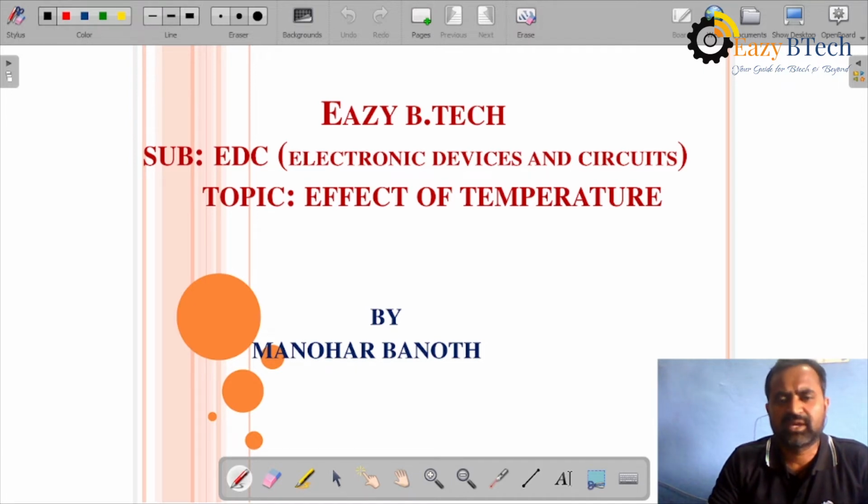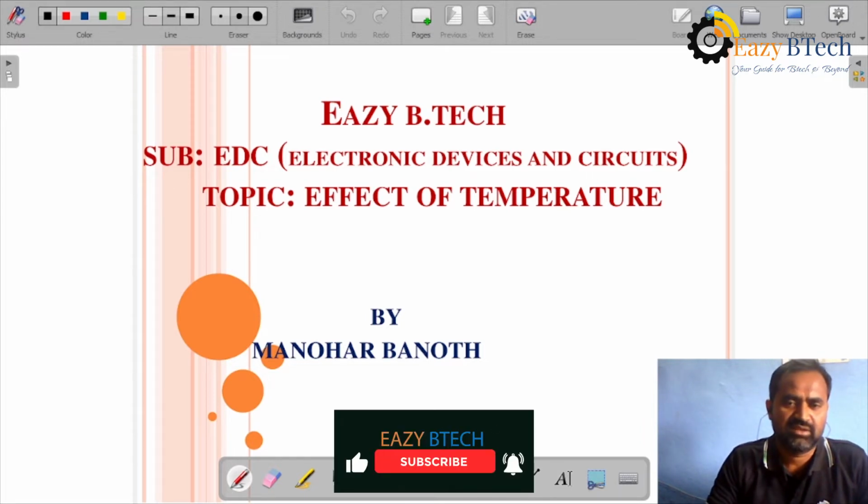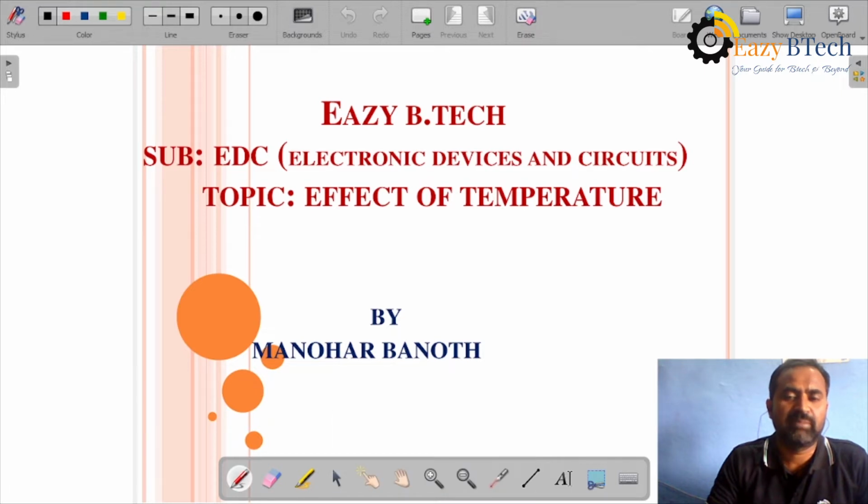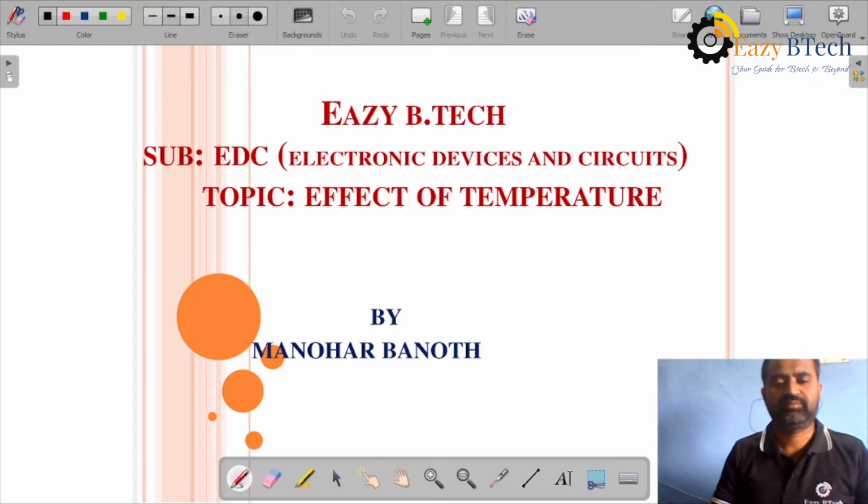Today's topic is the effect of temperature on a diode. What happens to the diode current and diode voltage? Either the current and voltage may vary or not. That we will see with respect to the temperature. Is it clear, students? How the temperature will affect the diode current and diode voltage, that we will see here.